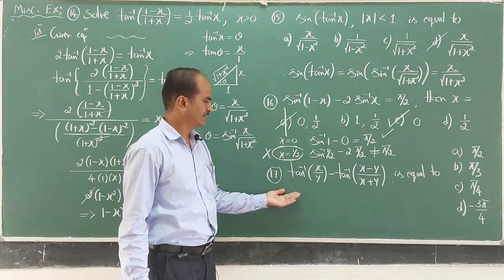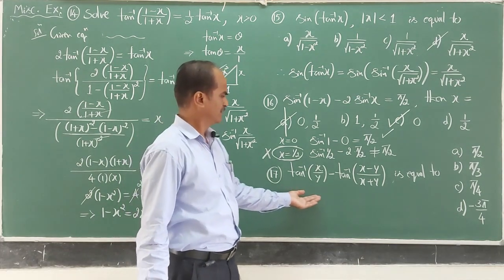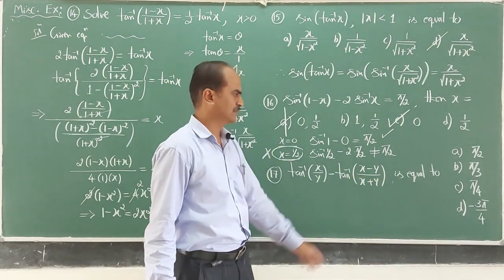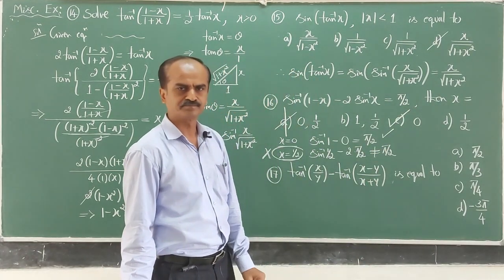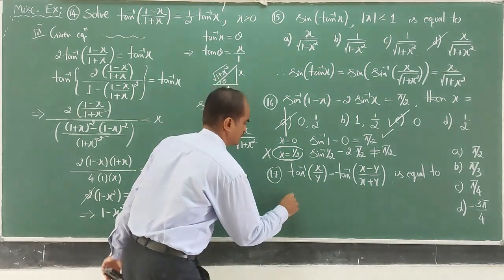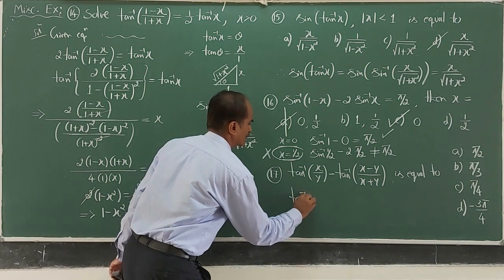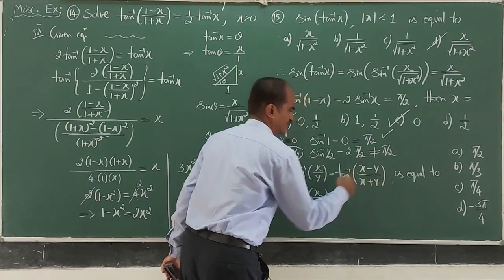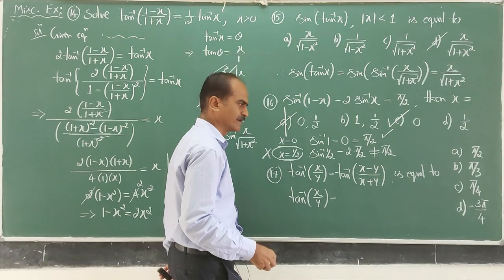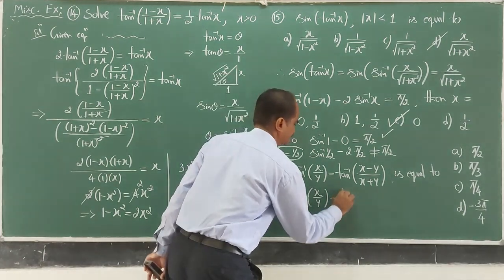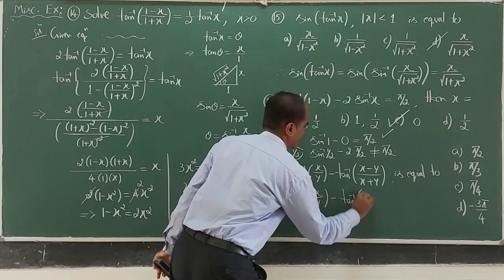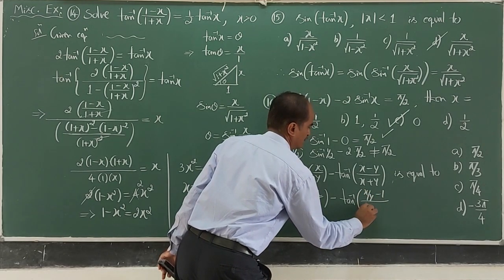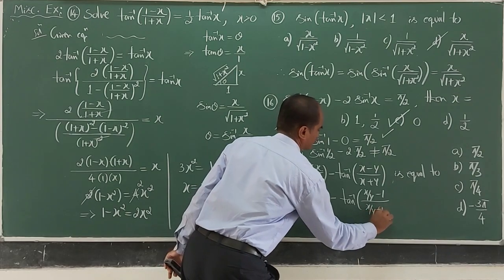Now, finally, tan inverse of x by y minus tan inverse of x minus y by 1 plus xy is equal to, they are given different options. Now, in order to answer this, within tan inverse, I divide both numerator and denominator by y. I get a tan inverse of x by y minus 1 by x by y plus 1.